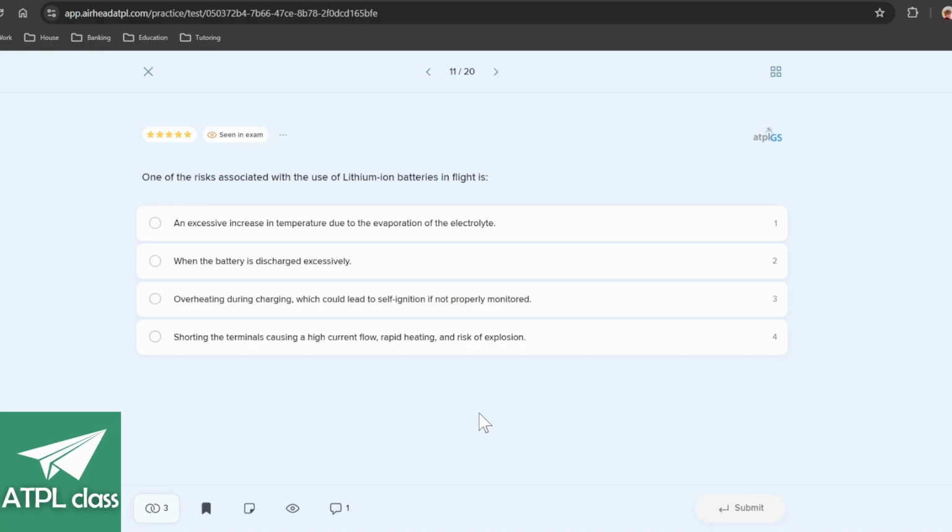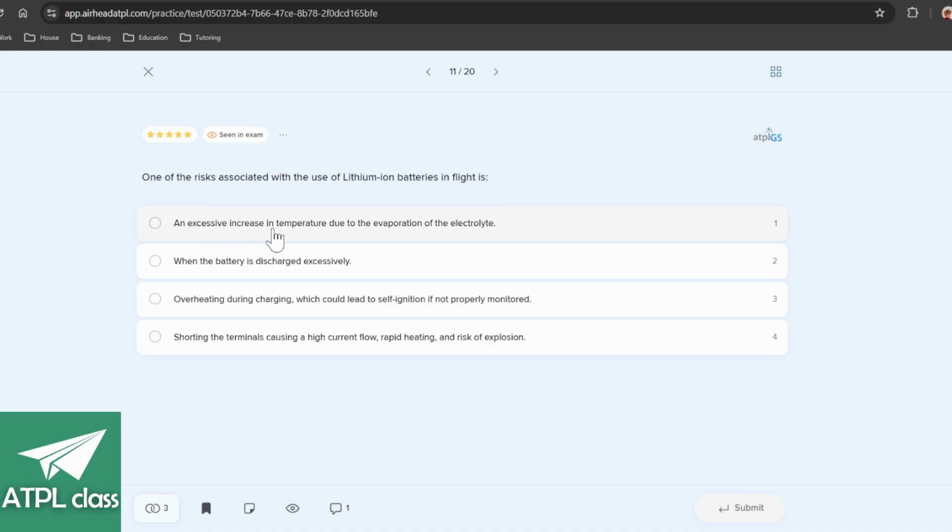One of the risks associated with the use of lithium-ion batteries in flight is... So the big one here is thermal runaway. When I hear lithium-ion batteries, I usually just think thermal runaway, because we do a lot of training, especially cabin crew, in how to fight fires, especially lithium-ion battery fires, things like laptops and phones going on fire because they run away and can stay on fire for ages.